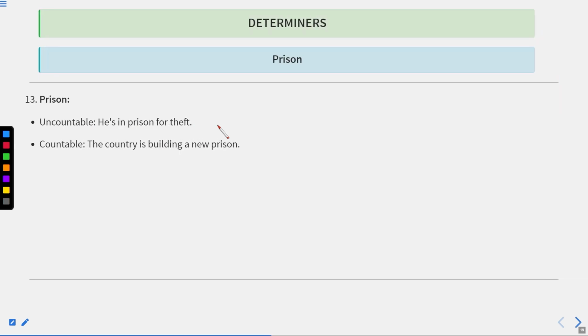Prison, he is in prison for theft. The country is building a new prison. Okay, so these are two natures. In the first one, prison for theft, it means he's inside the prison building, whereas in the countable nature, the country is building a new prison.